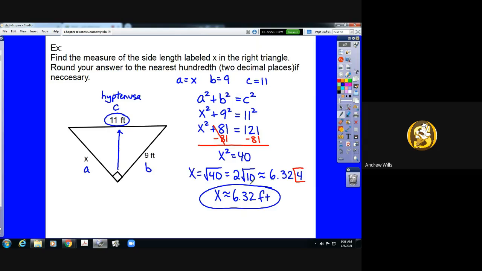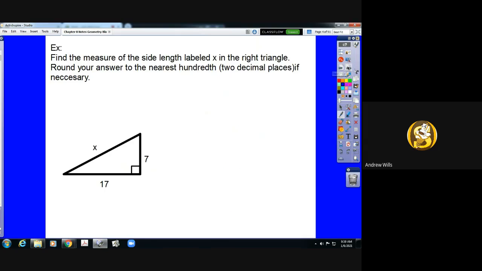All right, so here's what's going to happen. I'm going to put the third example up there, and I want you all to try it. Don't type an answer in the chat. Don't unmute and say the answer. Just try the problem on your own, okay? Keep your answer to yourself for now. Please do what we've just been doing. Find the measure of the side length labeled x in the right triangle that is up there on the screen.